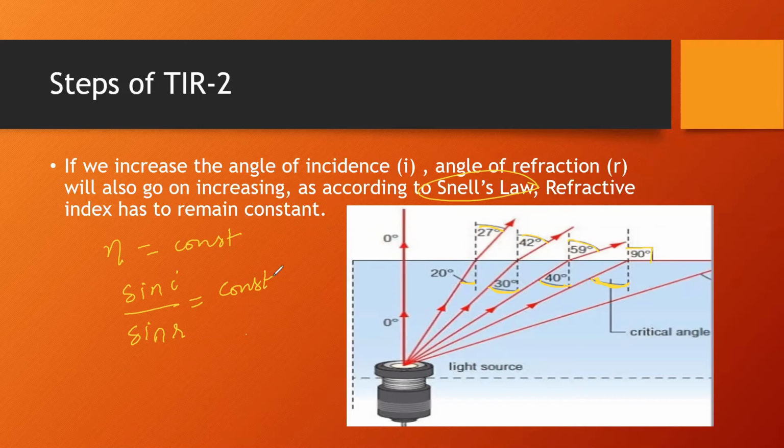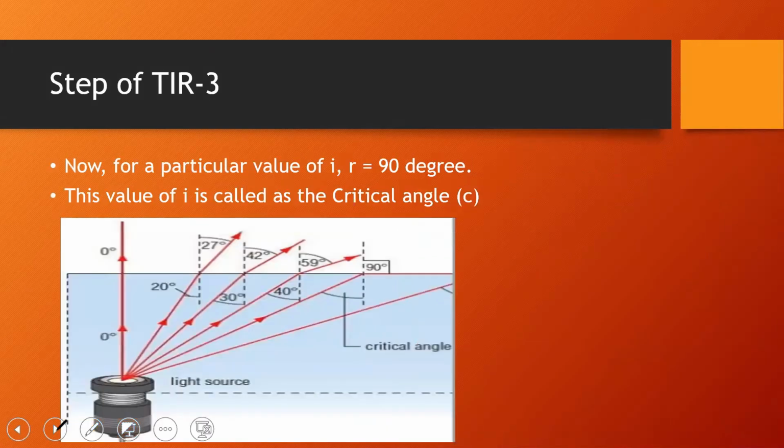So when we go on increasing the angle of incidence, at some particular angle of incidence, my angle of refraction is going to be 90 degrees, right? At this angle, the angle of refraction is 90 degrees. Now this angle of incidence is called the critical angle. The angle of incidence at which my angle of refraction is 90 degrees is called the critical angle. Okay, keep this in mind. We'll proceed to step 3.